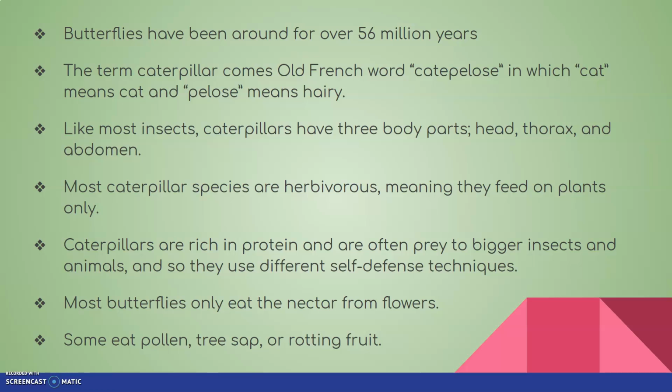Most butterflies only eat nectar from flowers, yet some eat pollen, tree sap, and rotting fruit, as you saw on the first slide.